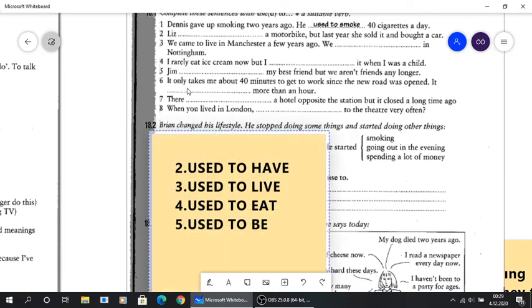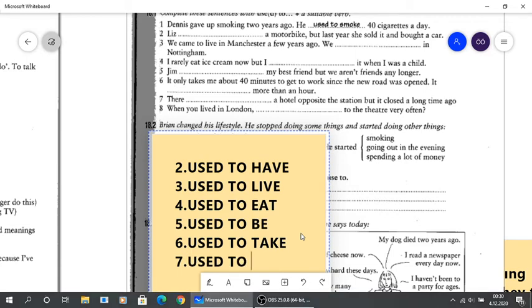6. It only takes me about 40 minutes to get to work since the new road was opened. It used to take, of course. It used to take more than an hour. 7. There used to be, yes, used to be a hotel opposite the bus station, but it closed a long time ago.